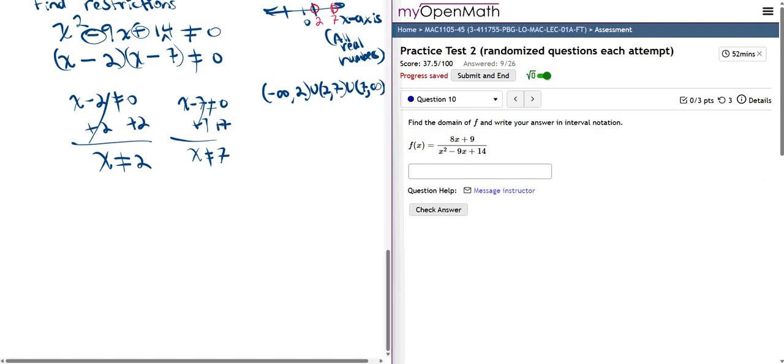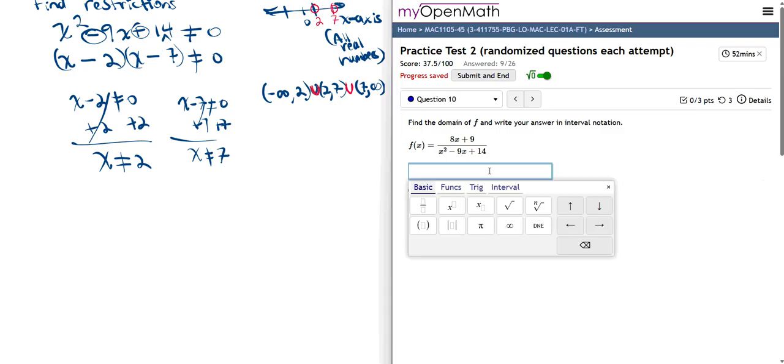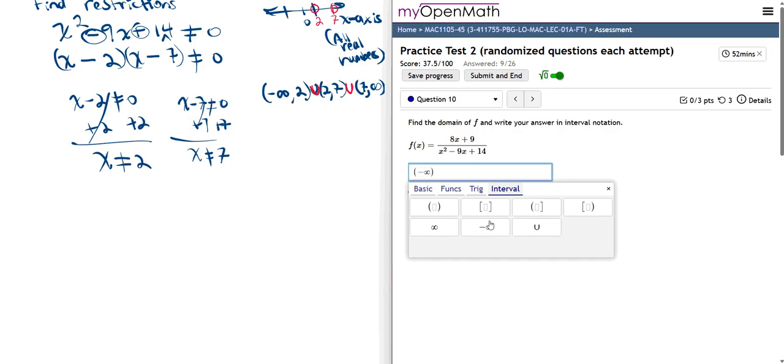So just notice that I'm putting a union symbol wherever there's an open circle or wherever there's a value that I need to exclude from the real number line as options for plugging in x, right? So I can go to my interval menu and start putting in negative infinity to 2. Then with a union, I'm going to go from 2 to 7. Then union 7 to infinity. Okay.